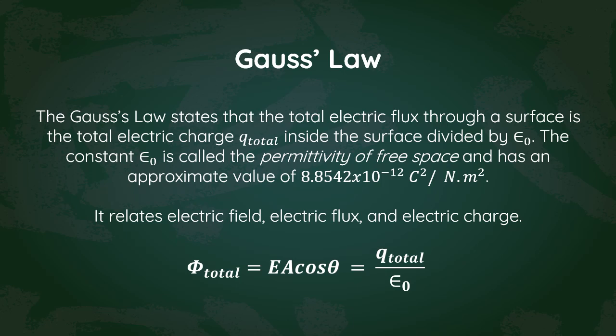So you have here: total flux is equal to the electric field times the surface area vector times the cosine of the angle between your electric field and area vector, which is also equal to the total charge divided by the permittivity of free space. So you have it here, the relationship between flux, electric field, and electric charge.